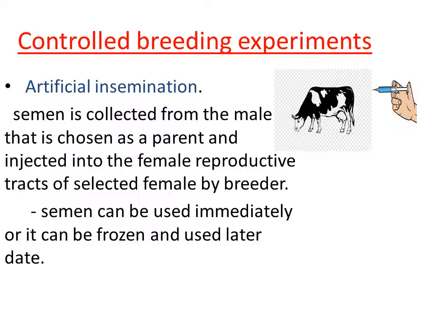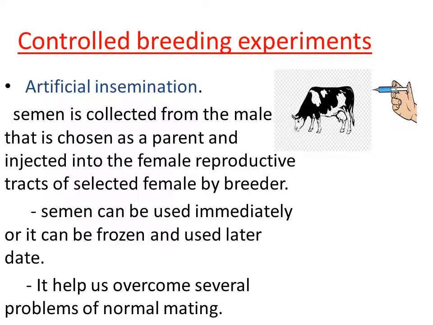This is one advantage of artificial insemination, because in some regions a good quality bull will not be available. In some cases it is actually not possible to control the bull. In such a case, artificial breeding will be very useful, so that we can collect the semen from the bull and inject it immediately into the female, or we can use the frozen semen at a later date.